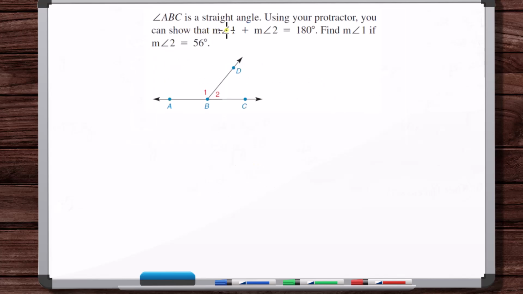Angle ABC is a straight angle. Using your protractor, you can show that the measure of angle 1 plus the measure of angle 2 is equal to 180 degrees, which makes sense. A straight angle is going to be 180 degrees. It's half of a full rotation.